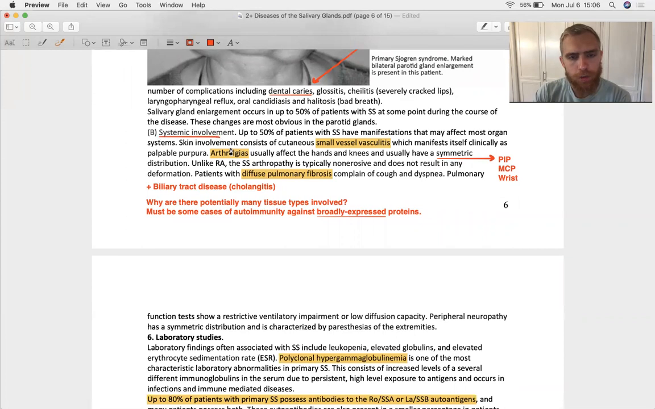So back to the big picture of Sjögren's. You could see a lot of organ systems involved beyond just the eyes and the mouth. You can see arthralgias, which tie in with rheumatoid arthritis. You could see some lung involvement. You could see some generalized skin involvement with a small vessel immune complex vasculitis. You can see some gallbladder disease, cholangitis. That's common to Sjögren's.